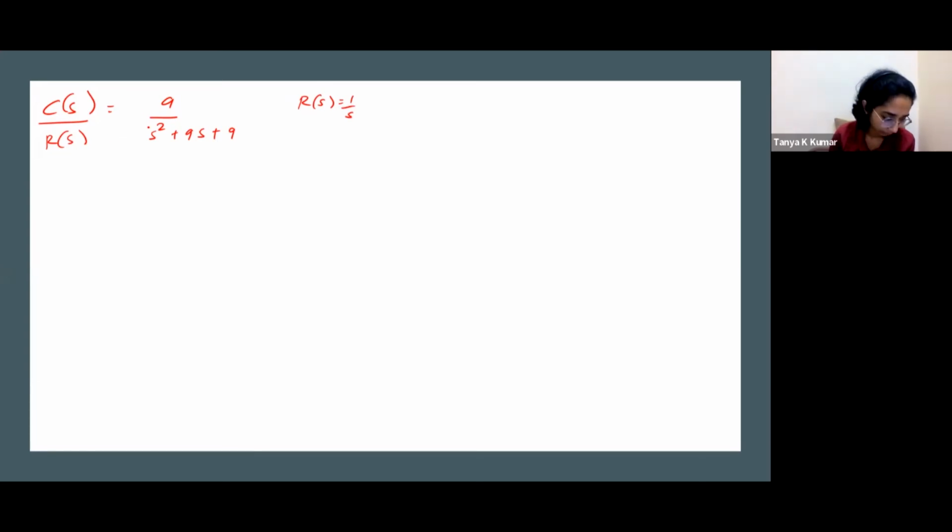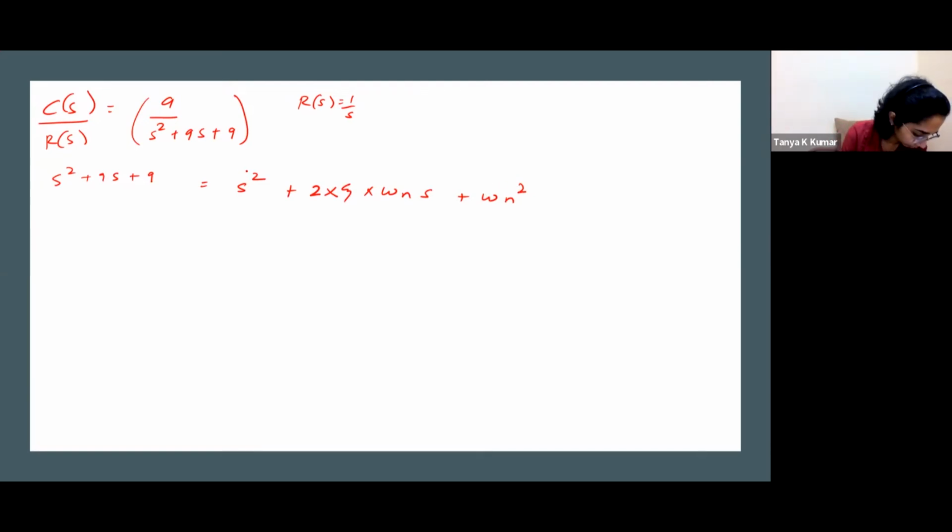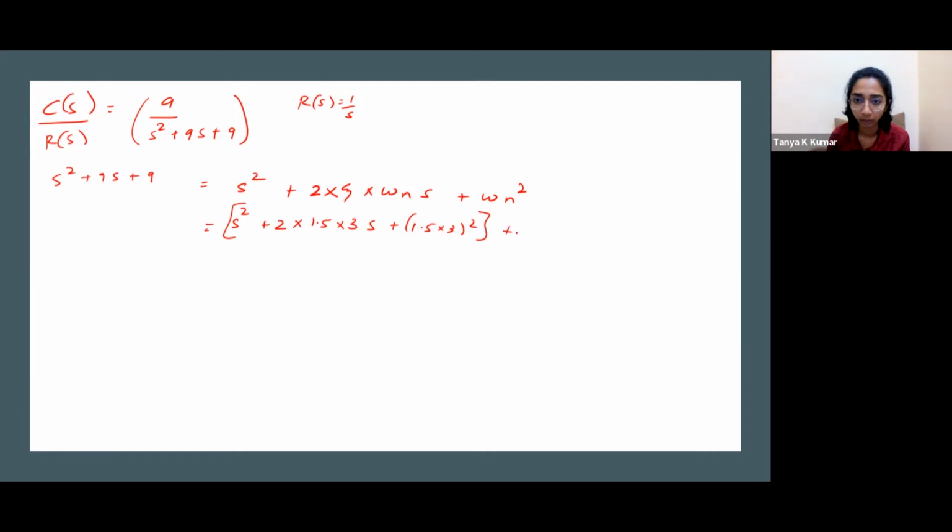Now we take this term and we split it. We'll see how we can split it. Okay, the denominator. So S square plus 9S plus 9, we write it as S square plus 2 into eta into omega n into S plus omega n square. Right? So now I'll just put in the numerical values also. S square plus 2 into 1.5 into omega n was 3 S plus, so we add one term here and subtract one term here. So what do we add here? 1.5 into 3 square. Okay. Now we do this omega n square, 3 square. And this term we subtract 1.5 into 3 square. Okay. So this remains same.